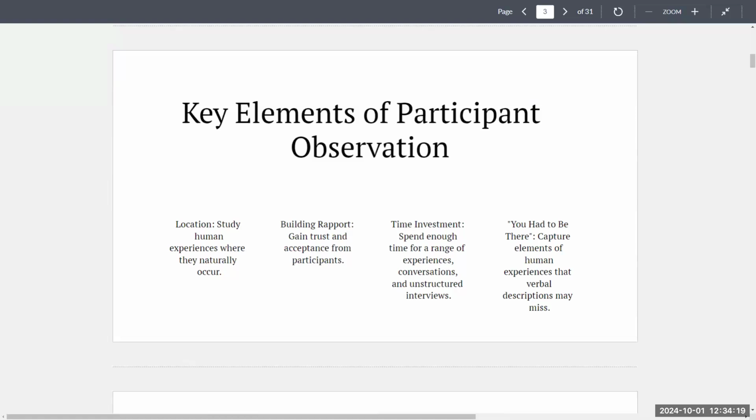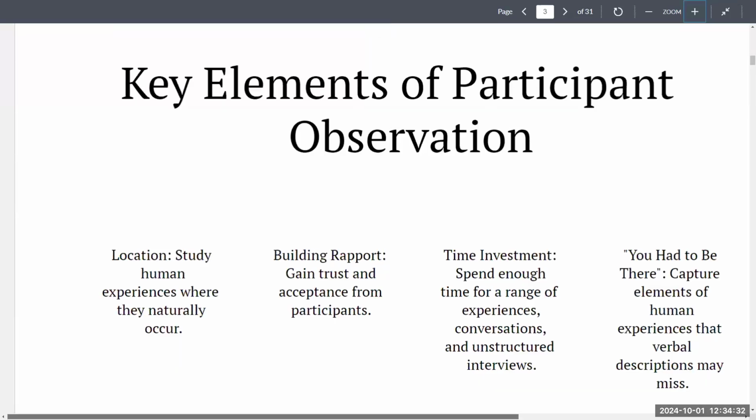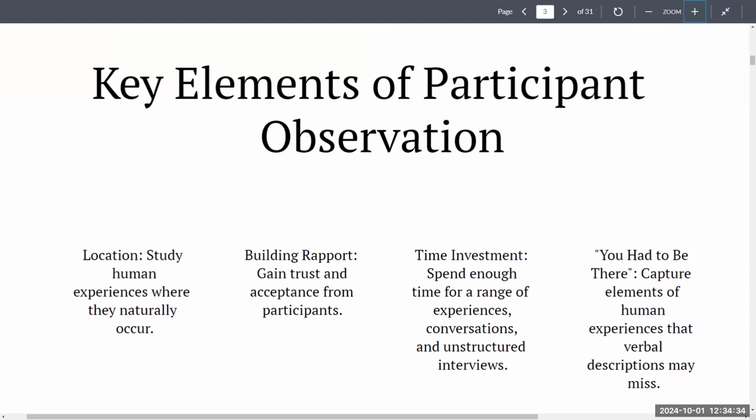All right, so let's look at the key elements of participant observation. I feel like you guys can't see this, so I'm going to zoom in. Is that better? How are we feeling? Beautiful.